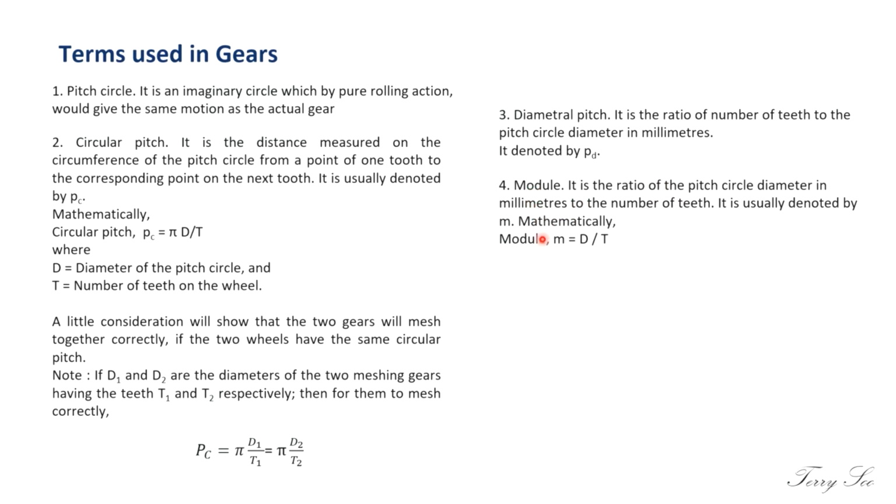So then the next one is the module. Module is the ratio of the pitch circle diameter in millimeters to the number of teeth. Module is written as D over T, so the pitch circle diameter to the number of teeth. This is called the module. So these are the terms that we usually use in gear trains or in gears.